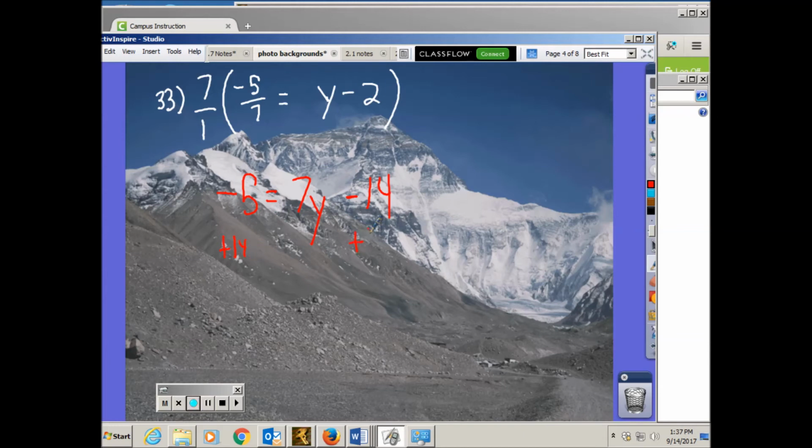Thank you for correcting me. Great job. What is negative 5 plus 14? Positive 9. So positive 9 equals 7y. Then you divide both sides by 7, so 9 over 7 equals y. And guys, even though that answer looks weird, that's the answer.